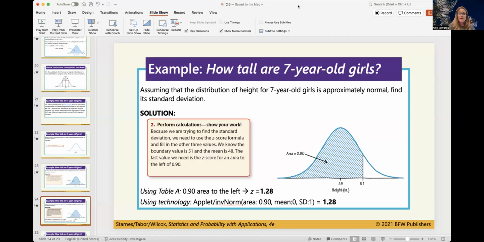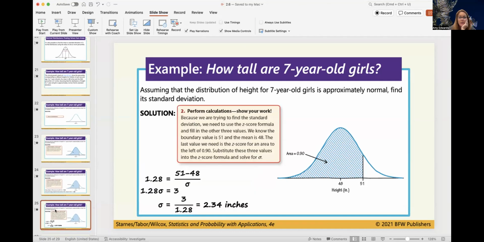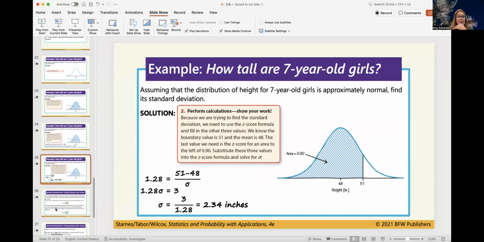Back to the PowerPoint. Okay, I'm going to leave it like this so it'll be easier to get out of it. And again, that's what we found, 1.282. Use that for your standard deviation. And then we end up finding out that 3 divided by 1.28 is 2.34 inches. Okay? And that's our answer.